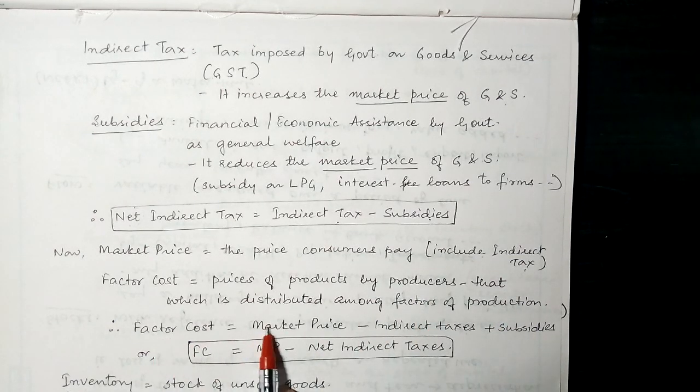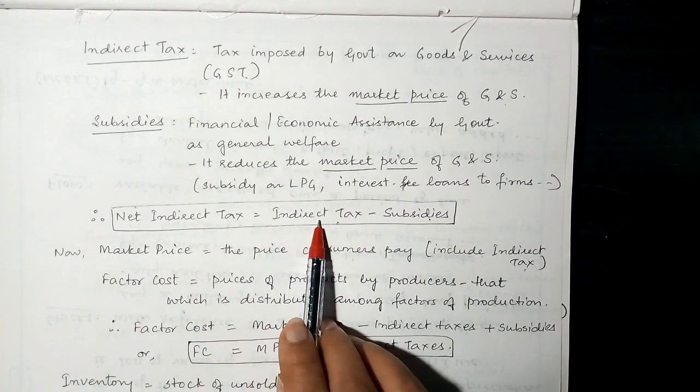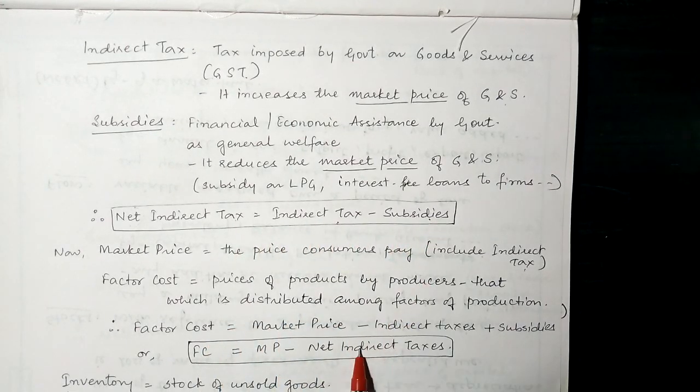Therefore, the factor cost would mean market price minus indirect taxes plus subsidies. The factor cost includes all these. So, the factor cost would mean market price minus the net indirect tax. What is a net indirect tax? It is indirect tax minus subsidies. That gives us the net indirect tax. So, factor cost would mean that after removing the taxes, whatever is the cost would be the market price. In other words, factor cost plus net indirect taxes gives us the market price.